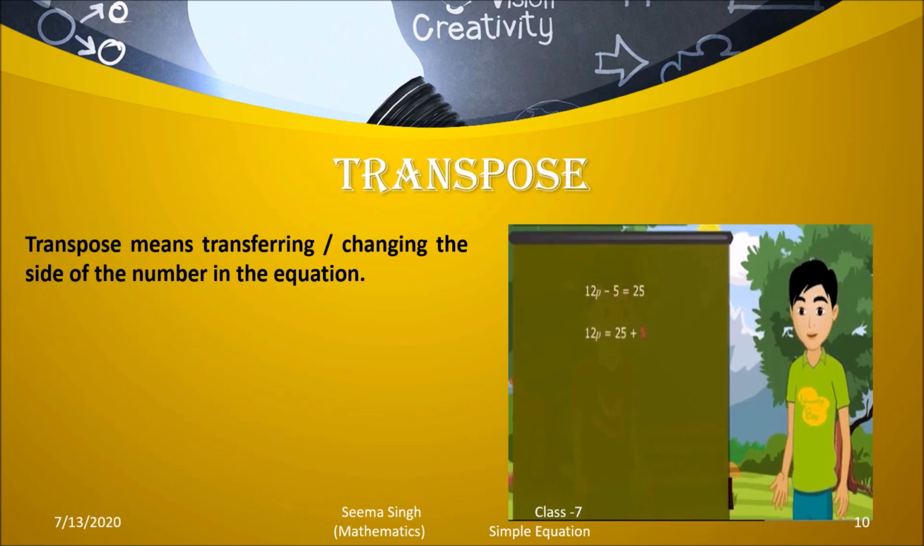We have seen how we solve the equation by balancing on both sides. Now there is one more method that we can use for solving a simple equation, that is called transpose. What is transpose? Transpose means transferring or changing the side of a number in the equation. It is not balancing the same number on both sides, it is changing the side of a number in the given equation. So we have an equation 12p minus 5 equals 25.